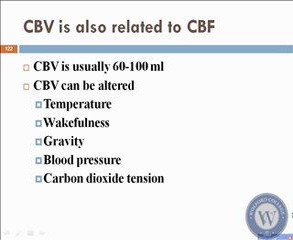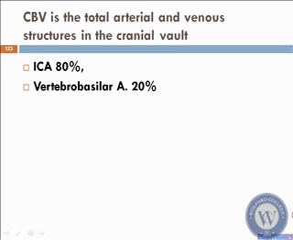Blood pressure, of course, the higher the blood pressure, usually the more volume there is in the brain. And carbon dioxide tension is critical too. The higher the CO2 levels, the more blood flow there is, so there's more cerebral blood volume as a consequence. Cerebral blood volume is the total arterial and venous structure, where the internal carotid arteries account for about 80%, and the vertebrobasilar arteries are actually 20% of the total blood volume. So the vertebrobasilar system is critical, but it actually is the least amount.